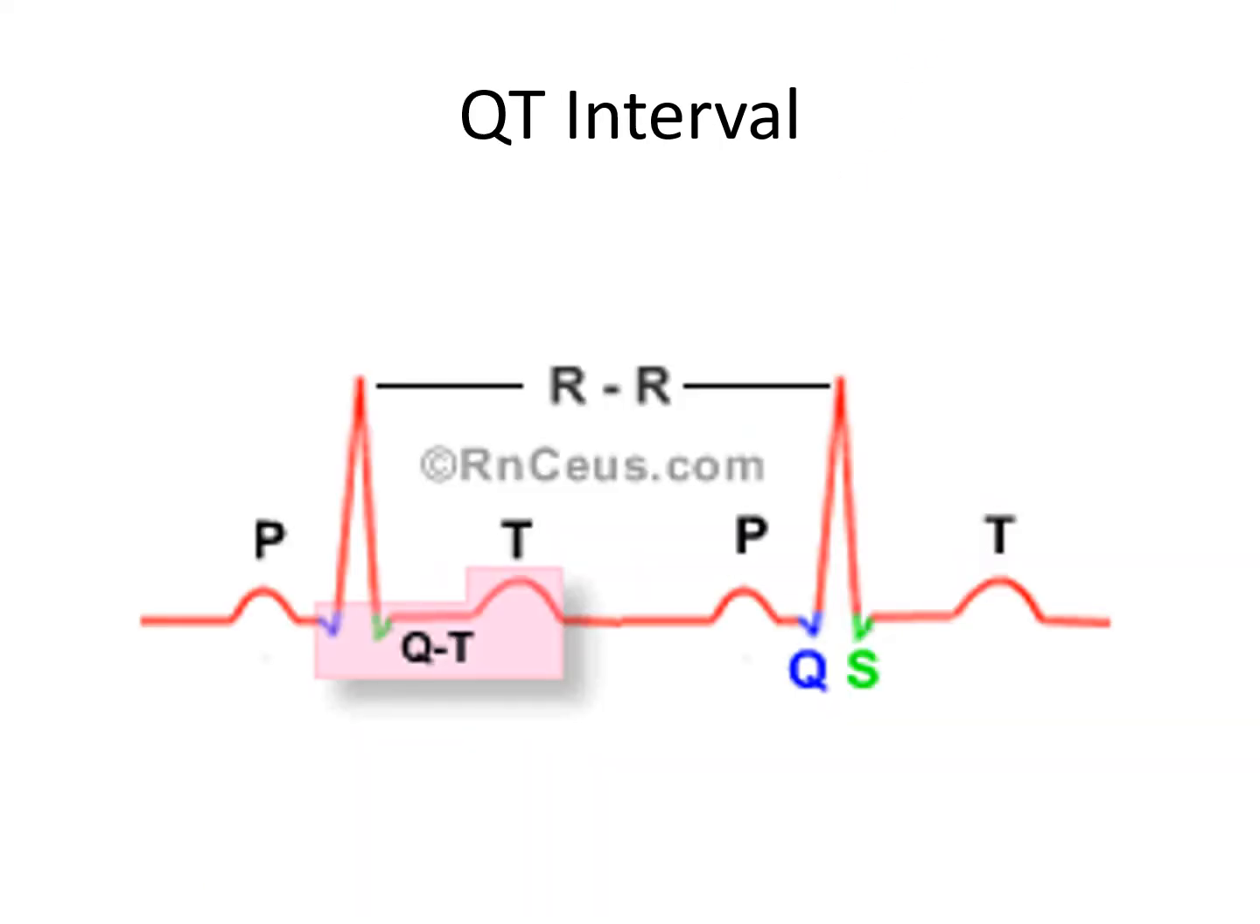Now let's speak about the QT interval. The QT interval is measured from the Q, the first downward deflection, to the end of the T. It represents ventricular depolarization and repolarization. Okay.